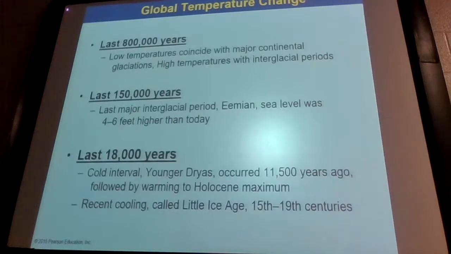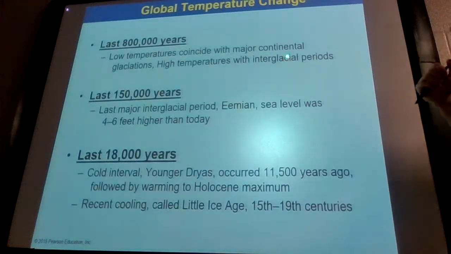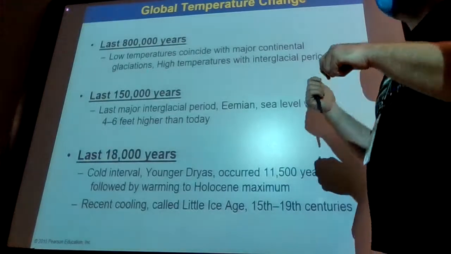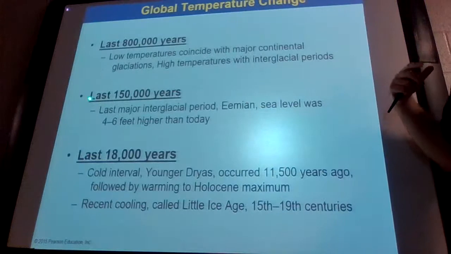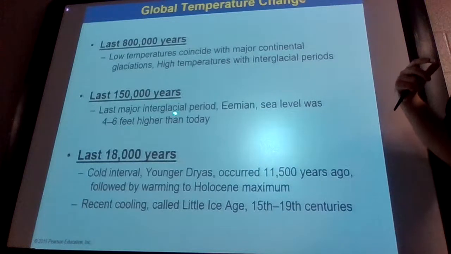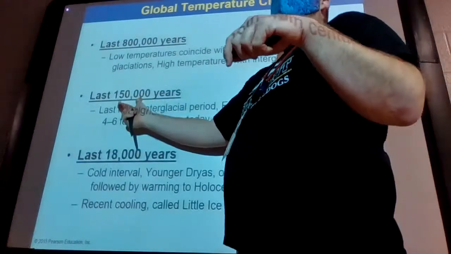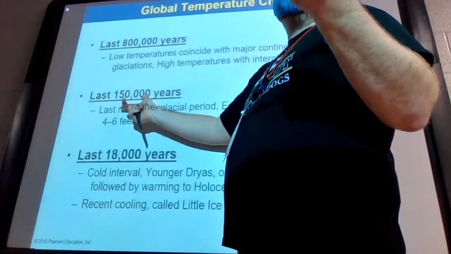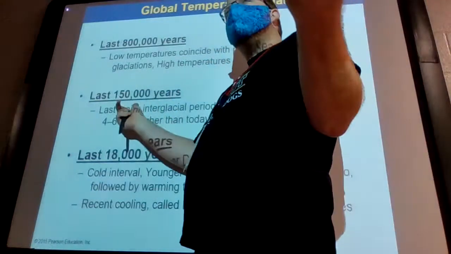So global temperature change: they're saying over the last 800,000 years, so close to a million years, low temperatures coincide with major continental glaciations. High temperatures coincide with interglacial periods. So when it's cold, we have ice. When it's hot, we don't have ice. In the last 150,000 years, the last major interglacial period, the Eemian, sea level was 4 to 6 feet higher than today. And so we know, not even that long ago, really, 150,000 years ago, I'm not super up with my human evolution chart, but humans were around. We were doing stuff, right?